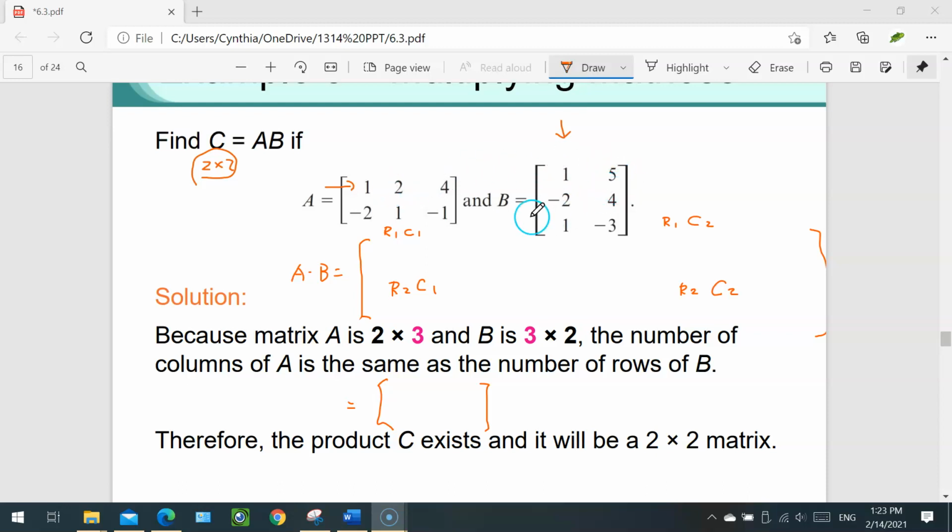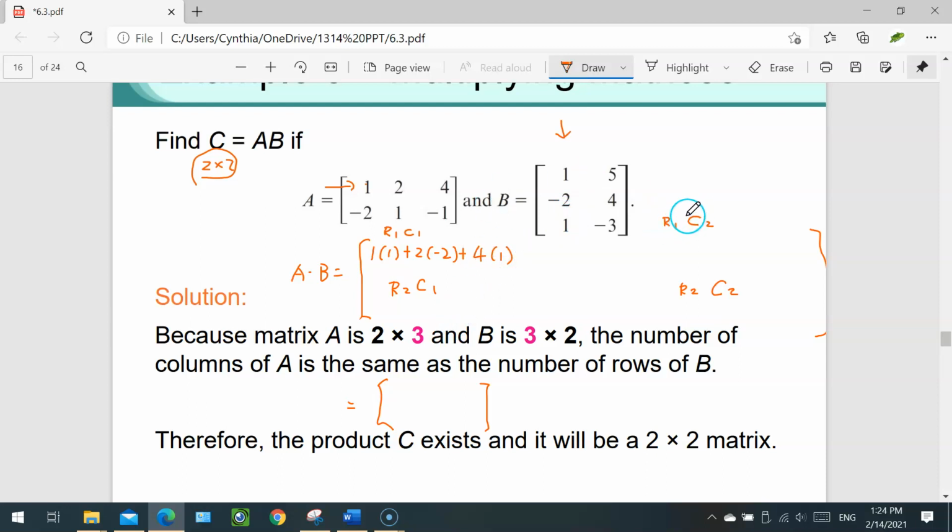And it always has that same pattern: row on the first matrix multiplies column on the second matrix. So we start on row 1 of matrix A to multiply with column 1 of matrix B. So we use 1 multiplied by 1. I'm going to put a 1 multiplied by 1. The number from the column, I use a parenthesis to round it, plus 2 multiplied by negative 2. So 2 times negative 2 plus 4 multiplied by 1.